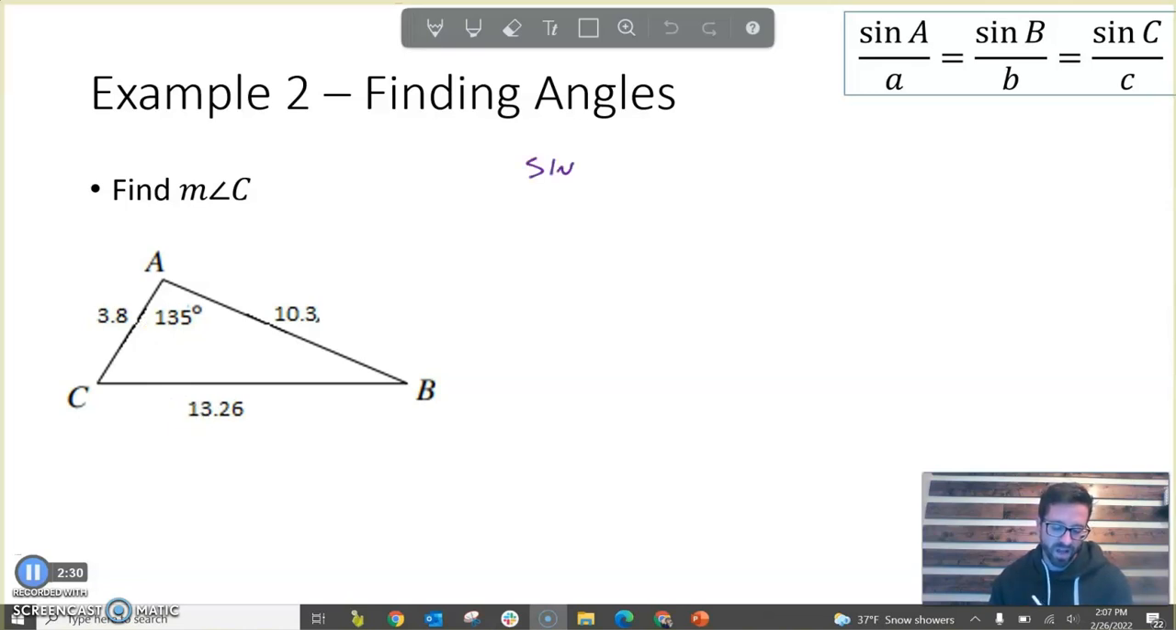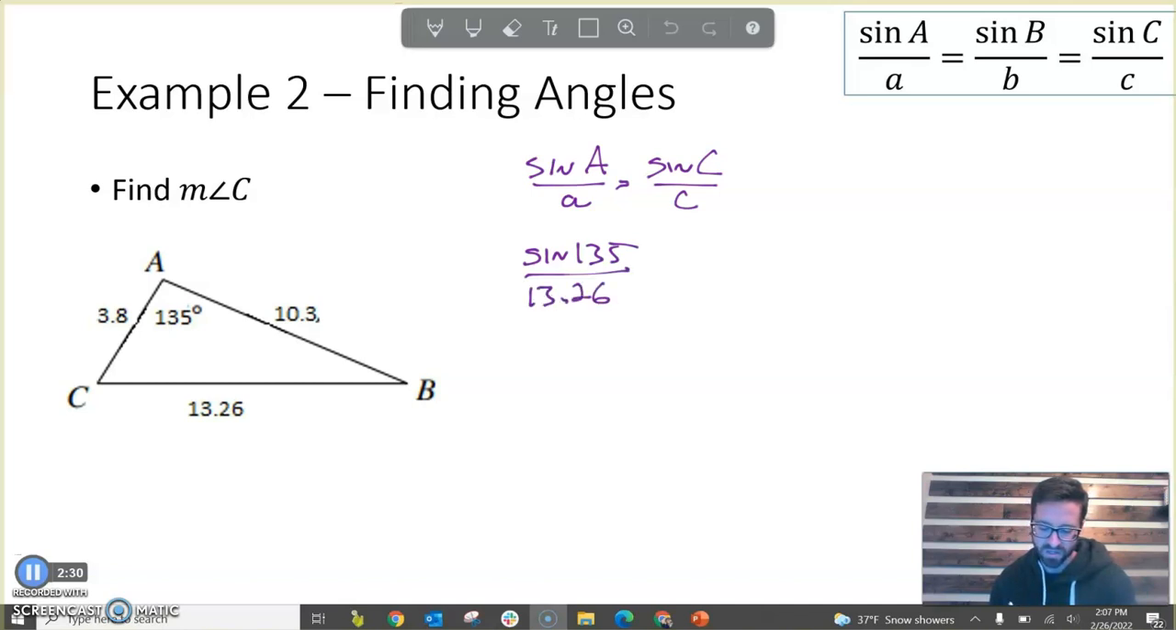I'm going to use sine of A over A, and we're looking for angle C, right? So I'm going to do sine of C over C. This side length, this 3.8, is kind of irrelevant information for us here. I'm not looking for angle B, so I don't really care about side B in this particular situation. So let's fill in what we know. That's going to be the sine of 135 over 13.26 equals the sine of C, which is what we're solving for, over side C, which is 10.3.